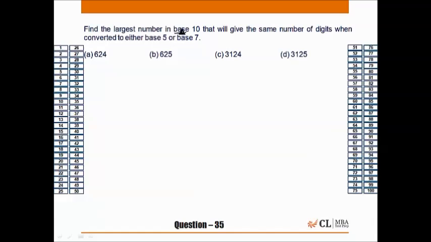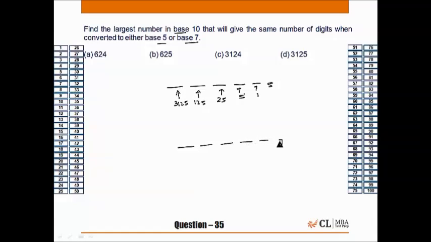Alright, base. I like base. Find the largest number in base 10 that will give the same number of digits when converted to base 5 and to base 7. Okay, so this I can do. In base 5, this position is 1, this is 5, this is 25, this is 125, and it goes till 3125.